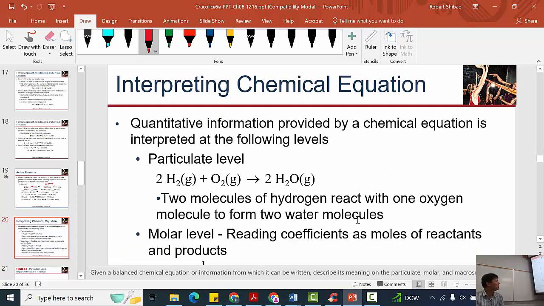So at the particulate level, this is 2 molecules of hydrogen, 1 molecule of oxygen makes 2 molecules of water, gaseous in this case. But we could also do this at the molar level. And so this one gives us ratios. These are called stoichiometric ratios.